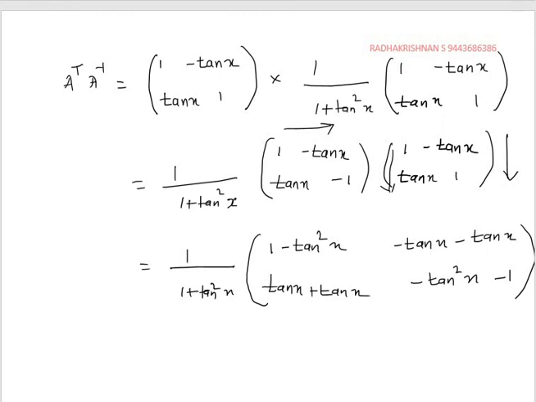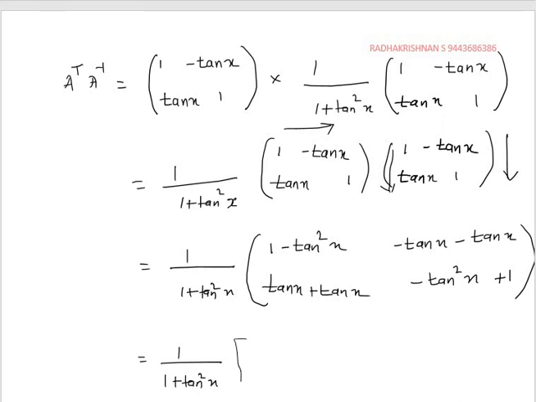Okay, here I made one mistake. That is what? A transpose, this is plus 1. Therefore, plus 1 if I take here. Then tan x plus tan x. If I multiply here, minus tan square x, minus into minus, plus 1 I got. Now that is equal to 1 by 1 plus tan square x.